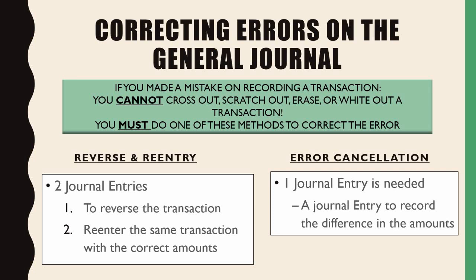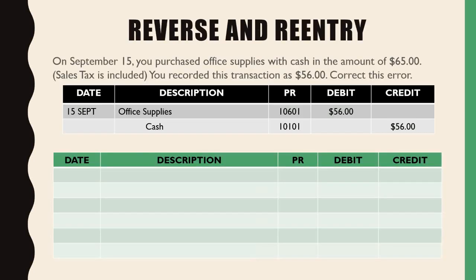Okay, so let's go ahead and take a look at each example here. So here I have an example. You went to the store on September 15th and you purchased office supplies with cash, in the amount of $65 even, and sales taxes are included already.